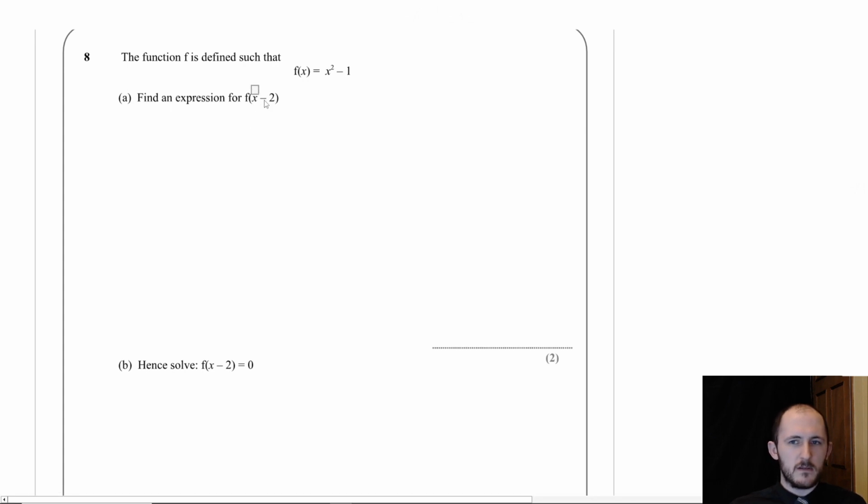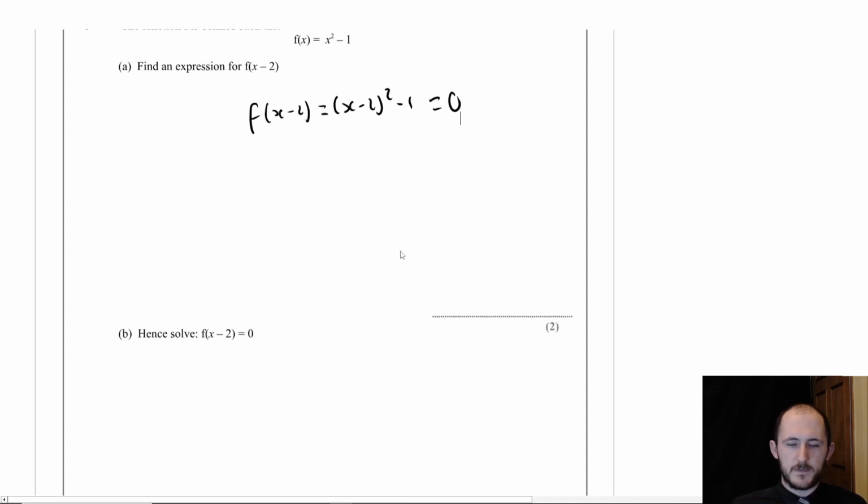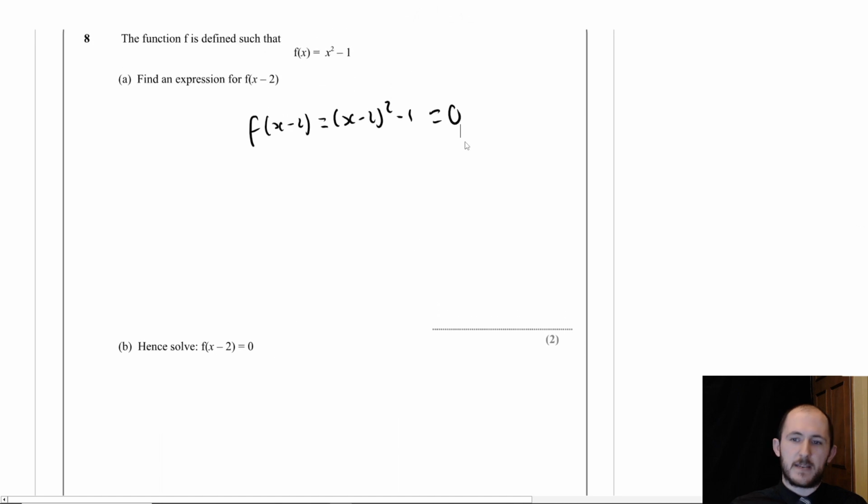What about this one? In this one, all you're doing is putting x minus 2 in x. So literally just... Good. Okay. And then if it equals 0, that should be relatively simple to do. For the next part, not for the first part.